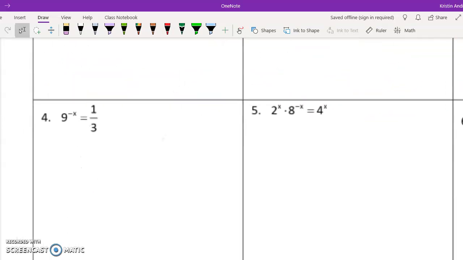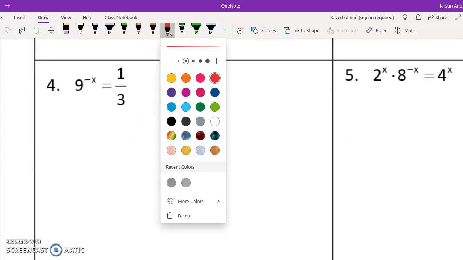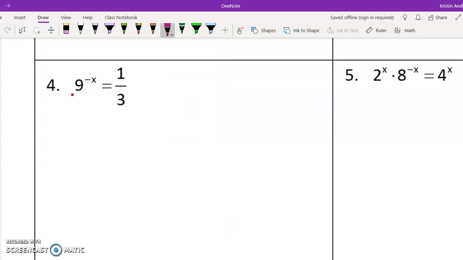Okay, so we're just recognizing common bases. Number 4, I see a 9, I see a 3. I can write those both as a base 3. 9 is 3 squared. Leave your original exponent in parentheses. And what is 1 over 3? That's 1 over 3 to the first, or 3 to the negative first.